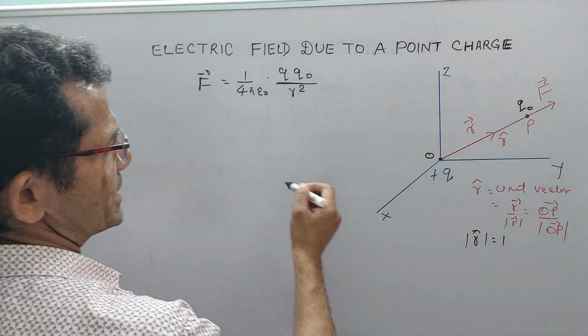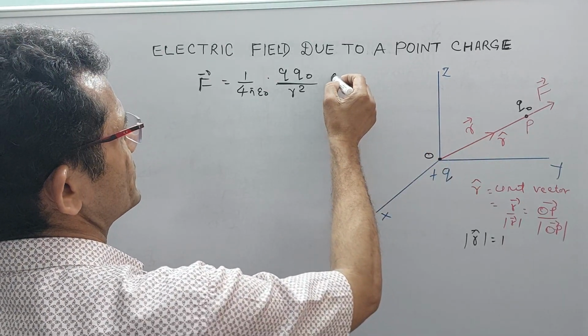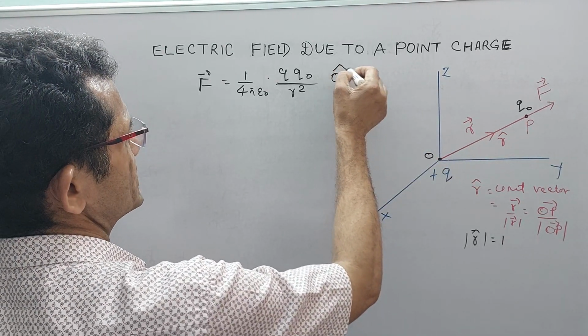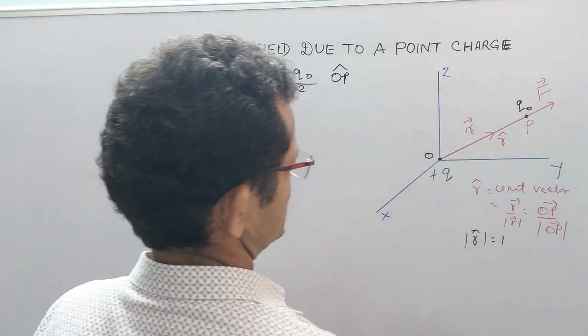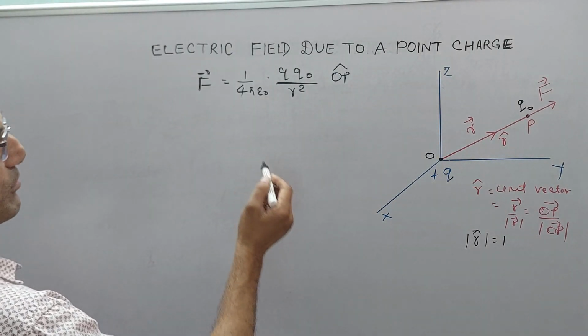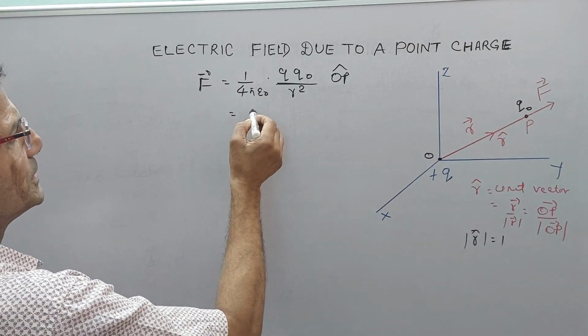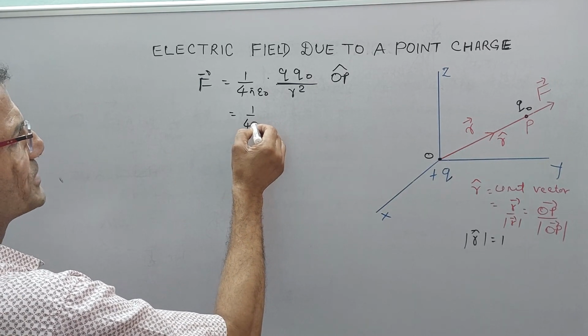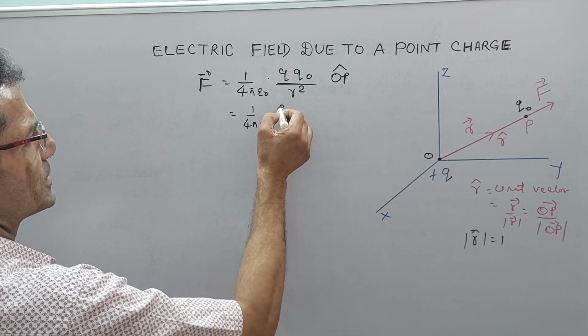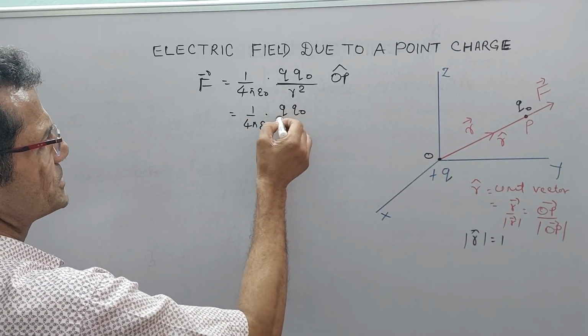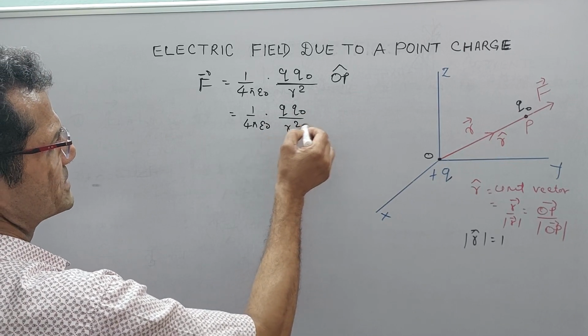So here the direction is along vector OP. If I represent this vector OP like this, we can now replace OP by r cap. So it is 1 upon 4 pi epsilon naught, product of charges Q naught Q, upon r square, and this is r cap.